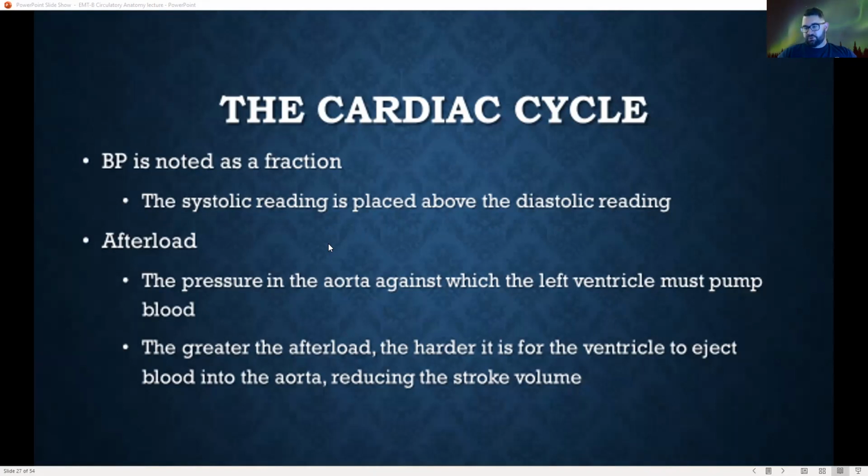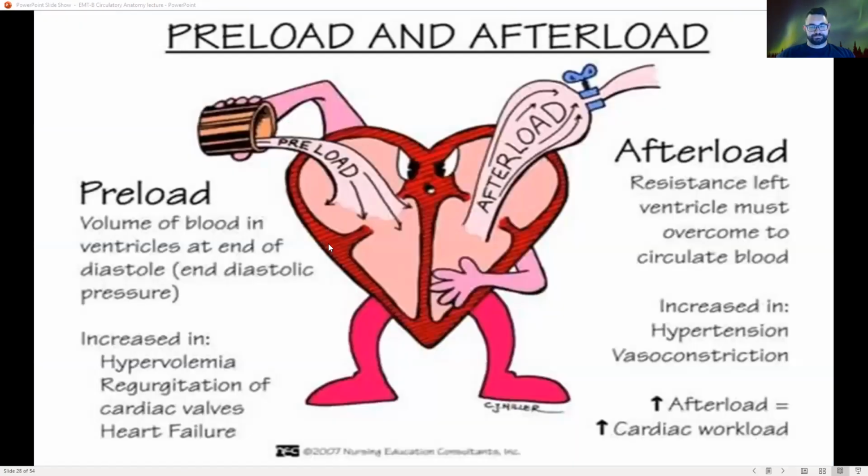So afterload, let's start off on a good foot here, is the pressure in the aorta against which the left ventricle must pump blood. It is the pressure that the left ventricle has to push against. It's that simple. Just how hard does it have to push? And the greater the afterload, the harder it is for the ventricle to eject blood into the aorta, which will reduce the stroke volume. And I found this picture here and I thought it was pretty good.